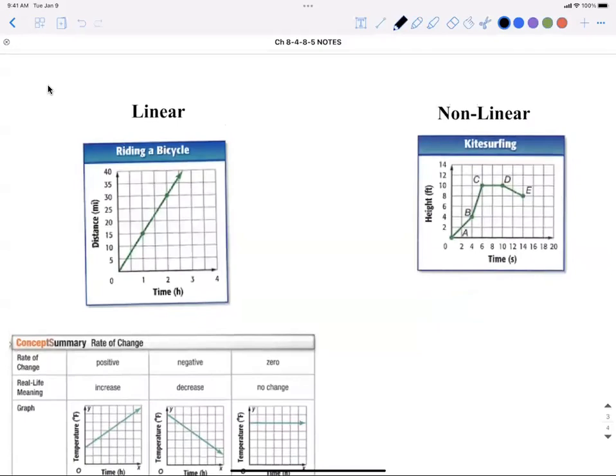And in it, we are going to label our notes chapter 8-4 / 8-5, and the name of it is rate of change. Okay, rate of change. And the nice thing about you watching the video is if I'm going too fast or if you're wanting to write some things down and you don't have time, you can always pause the video, get caught up on your notes, and then hit play again and kind of go at your own pace.